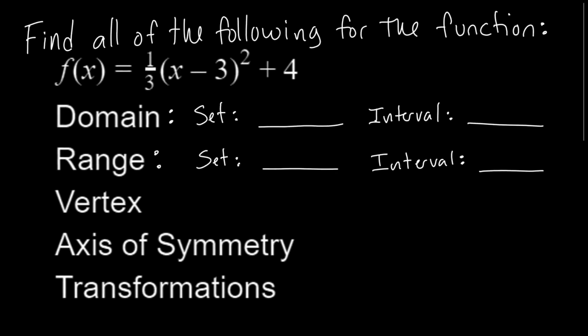Okay, so we're supposed to find all of these 5 things: domain, range, vertex, axis of symmetry, and transformations for the function f of x is equal to 1/3 (x minus 3) squared plus 4. So, what is the easiest thing to find? I think the vertex, yes. Why is that easy? What do you look at? The equation. Okay, good. Look at the equation.